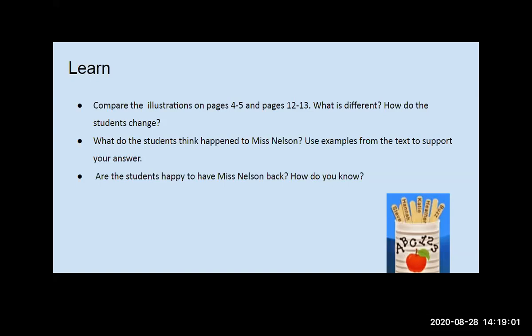"How about a story hour?" "Oh, yes," cried the kids. Miss Nelson noticed that during story hour, no one was rude or silly. There's another piece of evidence that they were happy to have Miss Nelson back, because they wanted to have story hour now, but before they didn't. And they weren't rude or silly or making funny faces or being disrespectful during her story time.